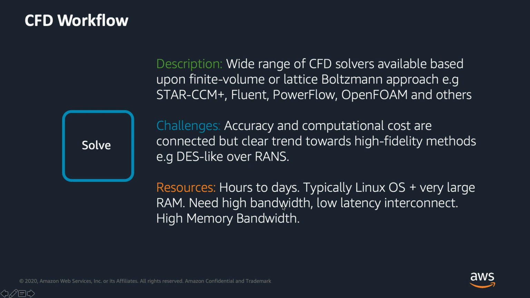But there is a clear trend towards high-fidelity methods, these kind of DES transient ones, just because of the clear improvement that they give. In terms of resources, it's probably low hours for maybe the RANS, pushing up towards maybe days for the hybrid RANS. Of course, this is very much a function of the number of cores that you can run. Typically hundreds, maybe going up to thousands ideally.